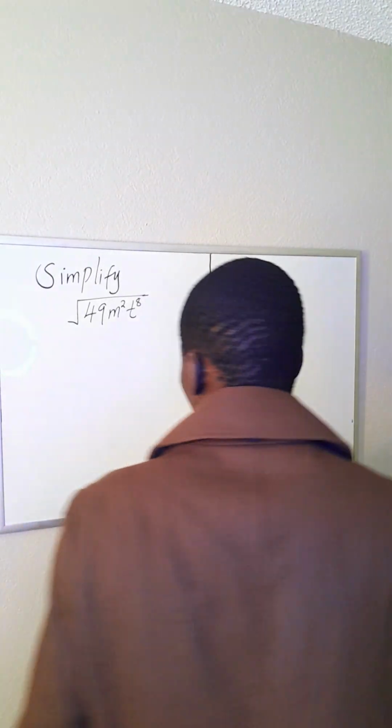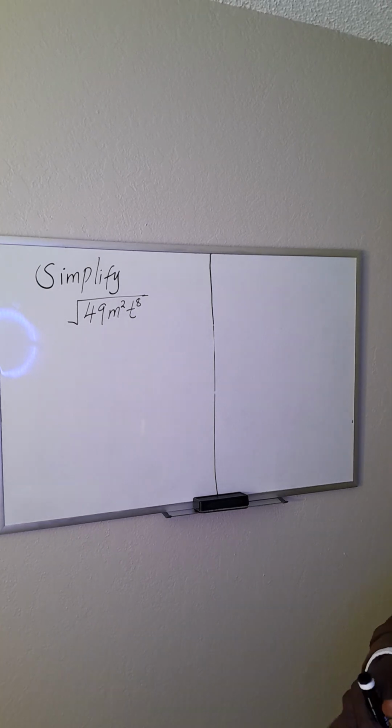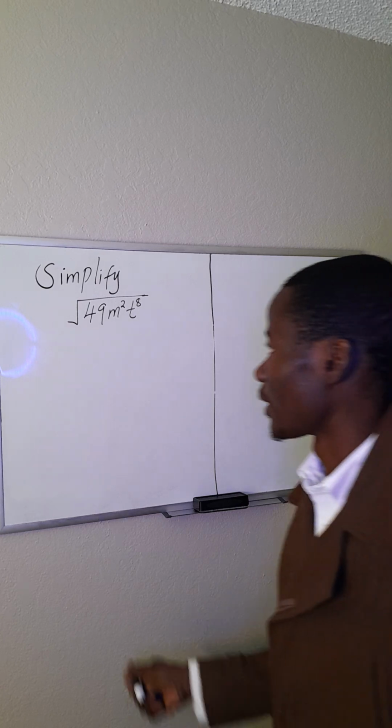I will want to take you through this. We try to break down the radical and try to simplify it and see what it is that we are talking about, still using the exponential rules. So what do we start with first?